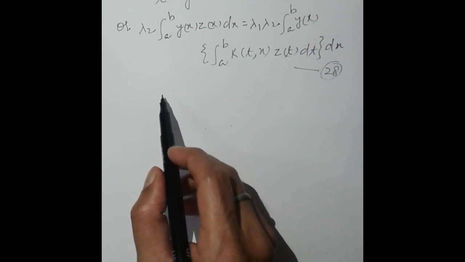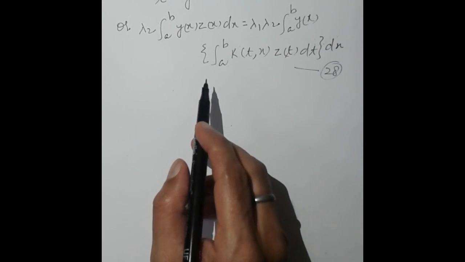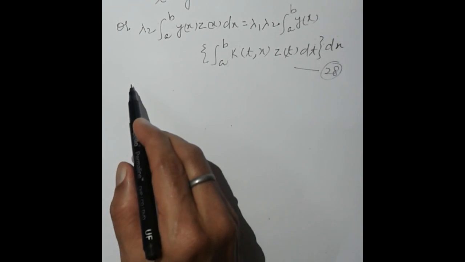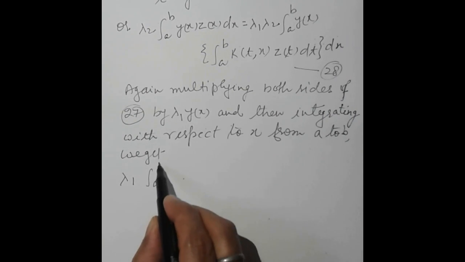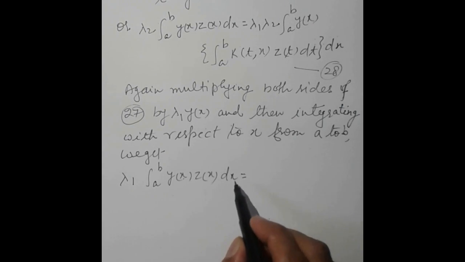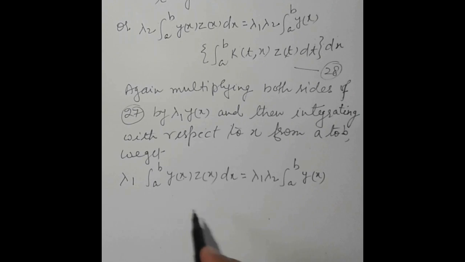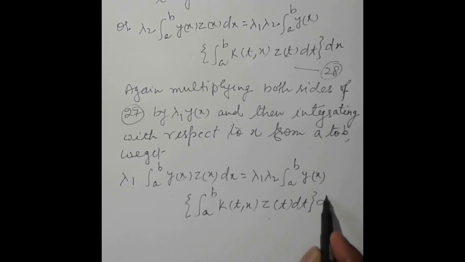Now again, multiplying both sides of equation 27 by lambda 1 y(x) and then integrating with respect to x from a to b, we get lambda 1, the integral from a to b y(x) z(x) dx equal to lambda 1 lambda 2, the integral from a to b y(x), the integral from a to b k(t,x) z(t) dt dx. This equation is denoted by 29.